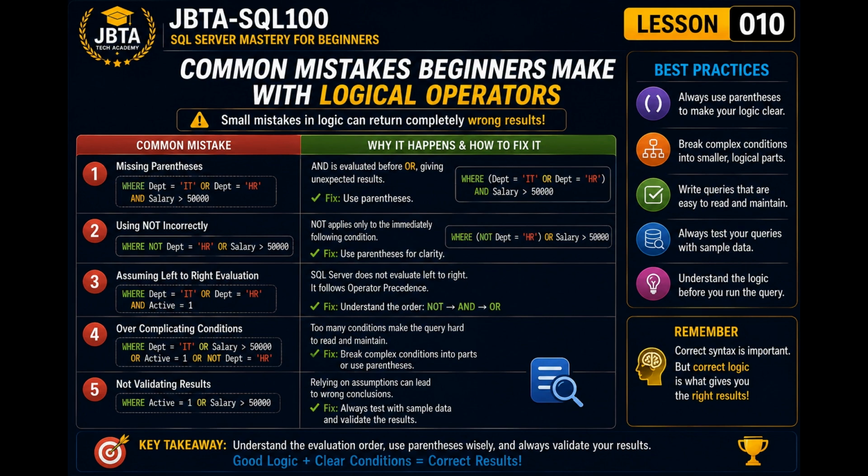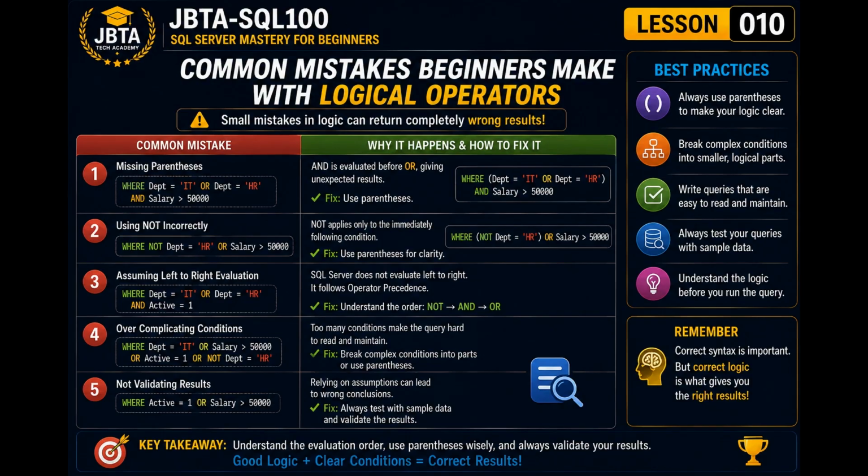The second mistake is assuming SQL Server evaluates conditions from left to right. This is one of the biggest misconceptions in SQL. Remember, SQL Server always follows its evaluation order. First NOT, then AND, finally OR.